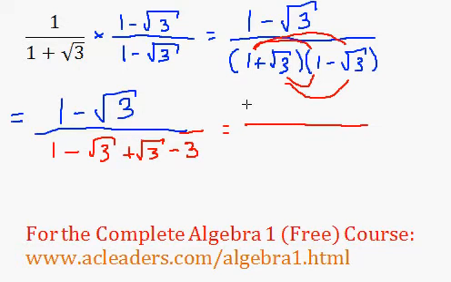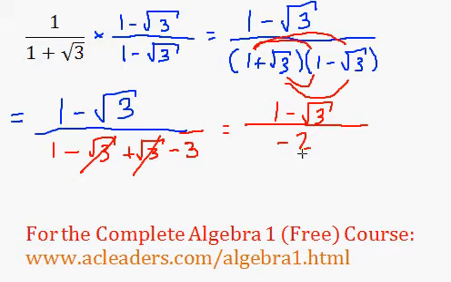Now, here up top, we're stuck with 1 minus root 3. Negative root 3 cancels out with root 3. And 1 minus 3, negative 2. Now, look at that. Yeah, we got rid of the root 3's, which is a great thing. And we have 1 minus root 3 all over negative 2.